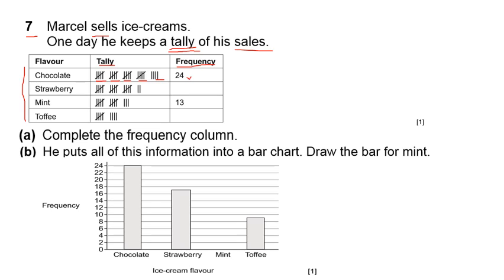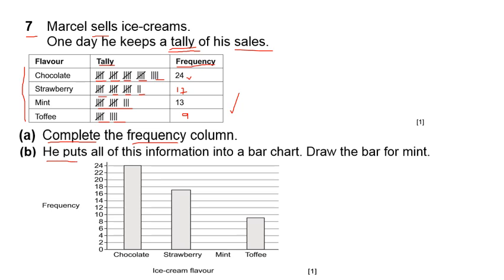This is right. 5, 10, 15, 17. So here we have to write 17. 10, 5, 10, 13. 5 plus 4, 9. Okay, so A, complete the frequency column, and we've done that.